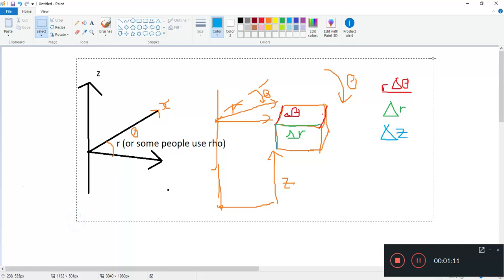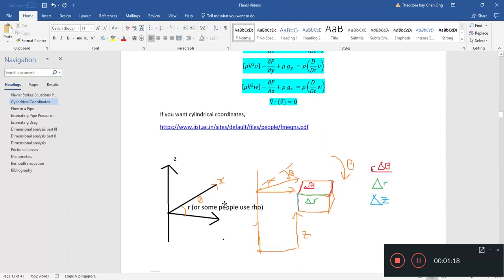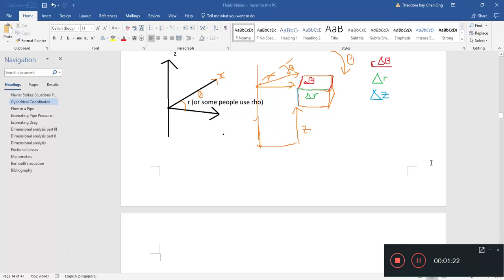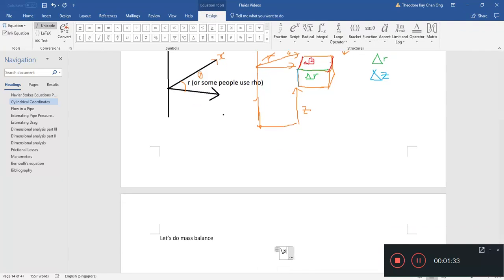So let's just copy and paste this thing over and place it here, and you just hit the save button. Okay, so let's do mass balance. So again, we have rho, or rather partial by partial t, rho. Okay, so this is the mass of the control volume.